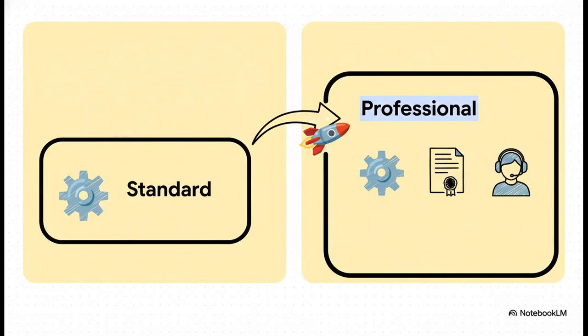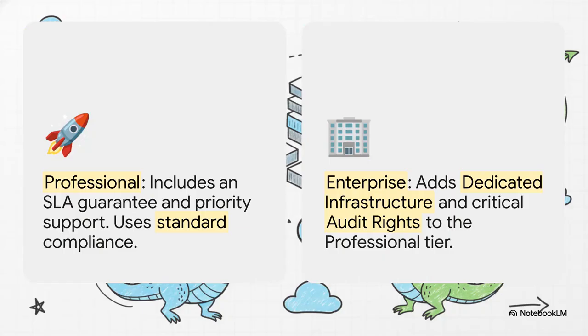So the jump from standard to professional is really for businesses that need more peace of mind. The 2 biggest upgrades you get are an SLA guarantee, that's a formal promise about service levels, and you get access to priority support, so your issues get looked at faster. But the leap from professional to enterprise, that is a whole different ballgame. This is for huge operations. Enterprise customers get everything from the other tiers, plus some real game changers, like their own dedicated infrastructure, the power to negotiate custom SLAs, and super important audit rights.